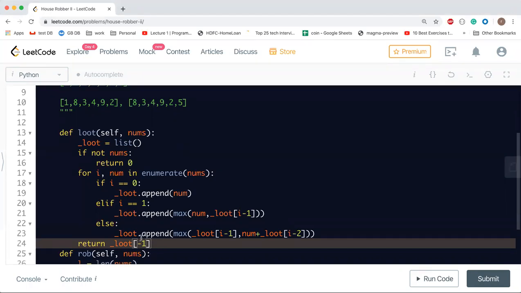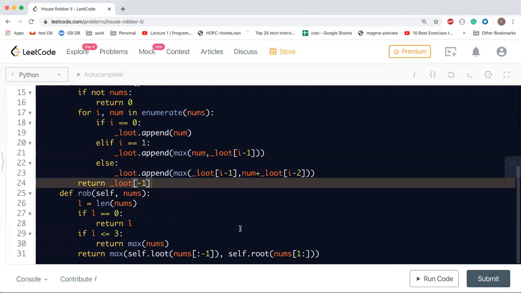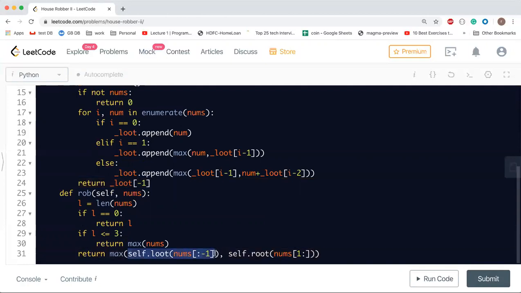Now see, this is the driver code, how we are calculating it. Here I'm just calling the function loot starting with the 0 and eliminating the last element, and starting with the first element including all the rest of the elements. So whatever is the maximum out of this will be my result. Let's check the code.